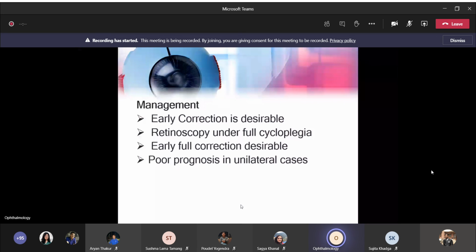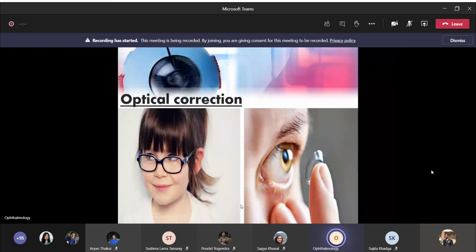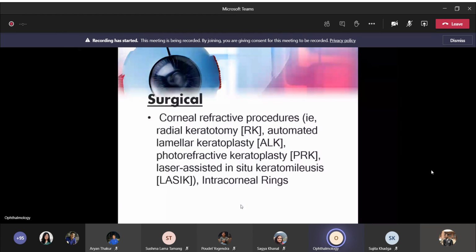Now, this is optical correction. Optical correction is done with two methods. One is with glasses. Glasses means we have to correct with minus lenses, concave lenses, and minus contact lenses. Another mode of management is surgical treatment, and that is corneal refractive procedures: radial keratotomy, automated lamellar keratoplasty, and LASIK, which is the latest operative form of myopia correction.